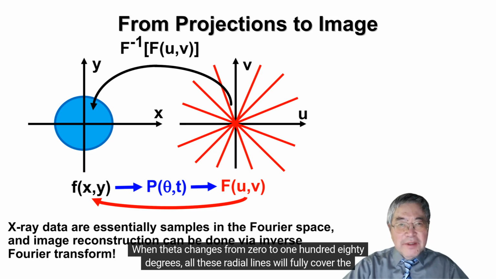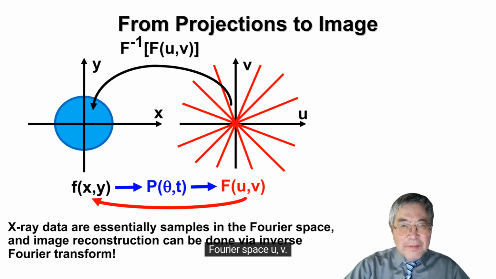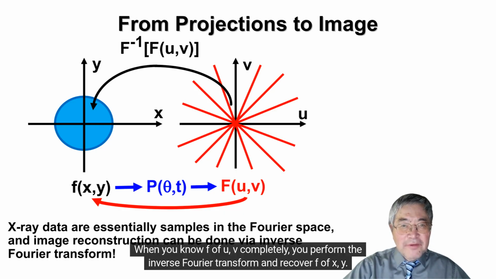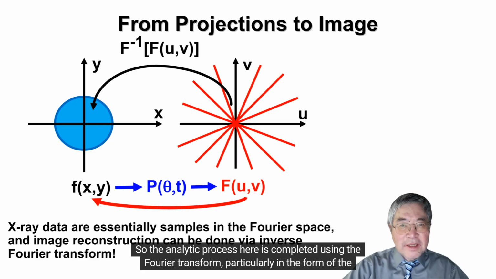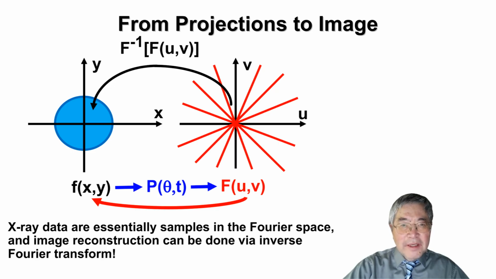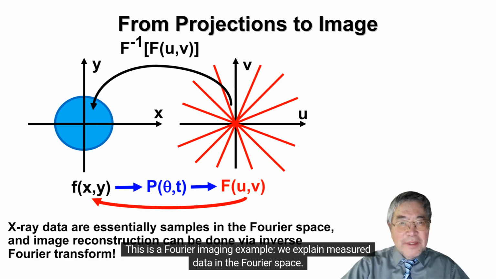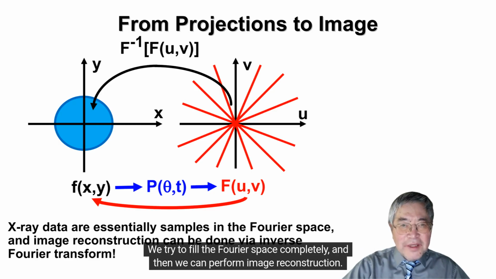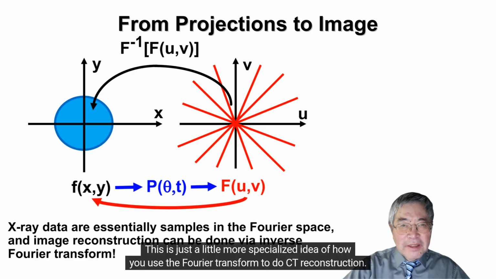When theta changes from 0 to 180 degrees, all these radial lines will fully cover the Fourier space UV. All the values are measured this way. When you know F of uv completely, you perform the inverse Fourier transform and recover f of xy. So the analytic process here is completed using the Fourier transform, particularly in the form of the Fourier slice theorem. This is a Fourier imaging example. We explain measured data in the Fourier space. We try to fill the Fourier space completely and then we can perform image reconstruction. This is just a little more specialized idea of how you use the Fourier transform to do CT reconstruction.